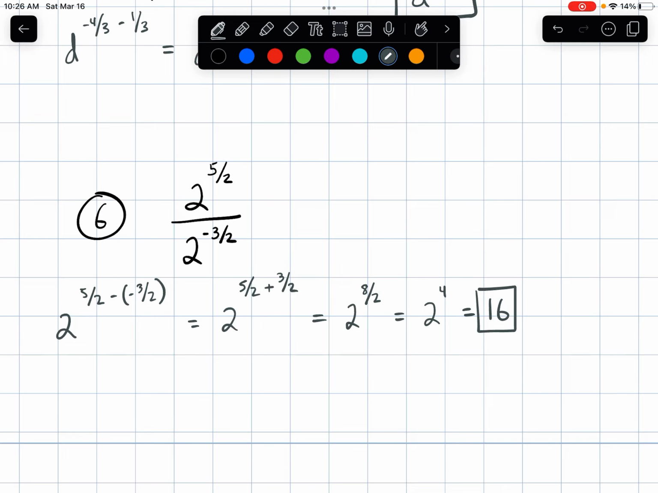All right, so that is how you're going to use the laws of exponents to simplify any expressions that have those rational exponents, those fraction exponents. Okay, it's all the same rules. Just be careful when you're working with the fractions. Make sure you're adding, subtracting, multiplying, and dividing.